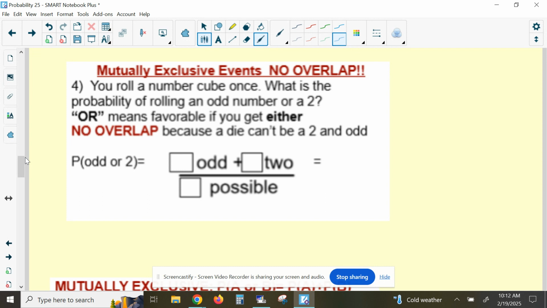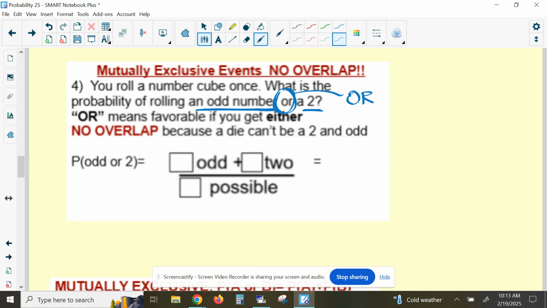Okay, so let's just use common sense reading this problem. So let's read it and underline key stuff. It says you roll a number cube once. That's a die, right? You roll it once. What is the probability of rolling an odd number? So let's underline odd number. Or, please emphasize and or or because they matter. And that's where most of your mistakes happen, with the ands and ors. An odd number or a 2.